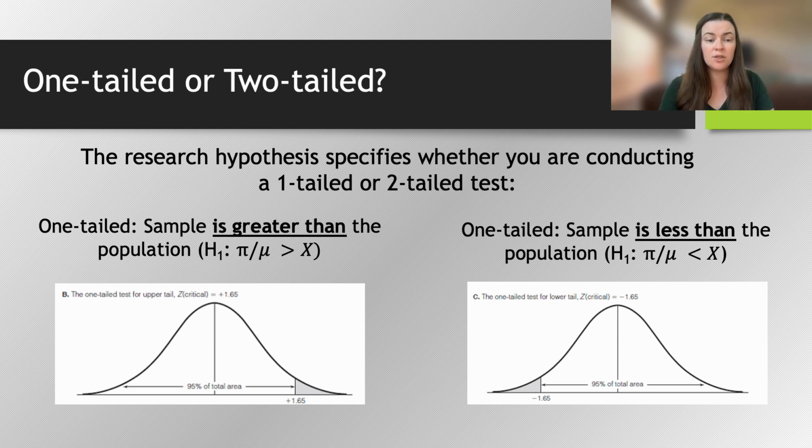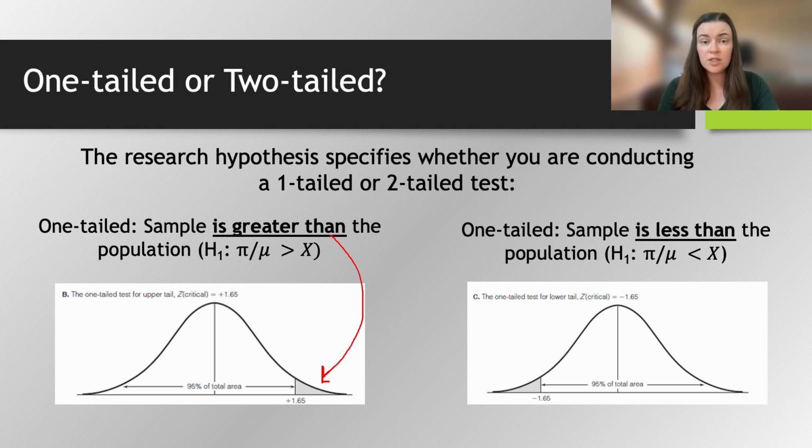So let's take a look at this graphic on the left. If our research question and our alternative hypothesis specifies that we're interested in whether or not our sample is greater than the population, then we are only interested in the positive end of the distribution, or just one tail. That's where we get that term from there.